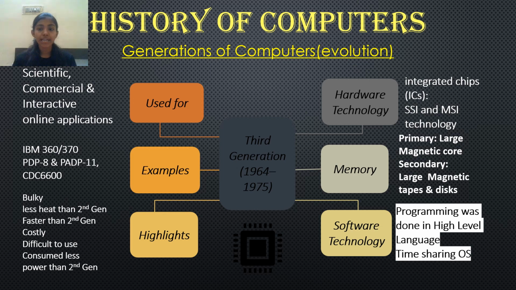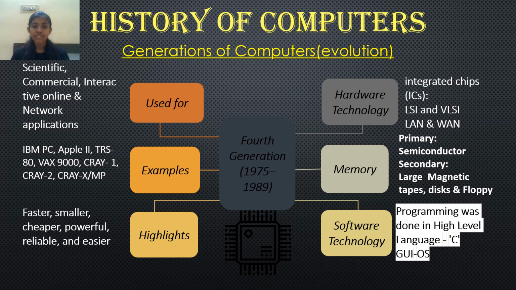Software technology, that is programming, was done in high level language with time sharing OS. The examples of third generation computers are IBM 360, 370, PDP-8 and PDP-11, CDC 6600. The highlights of third generation computers are that it was bulky, less heat than second generation, faster than second generation, but it was costly, difficult to use and consumed less power than second generation.